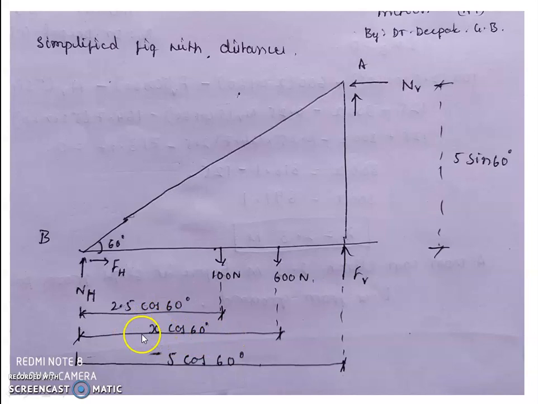This we have to find. Another one is the frictional force acting at A, which I took to here since it is in the same line of action, and from the law of transmissibility I took it here. It is at a perpendicular distance of 5 cos 60. And this NV is at a distance of 5 sin 60 from the point B.